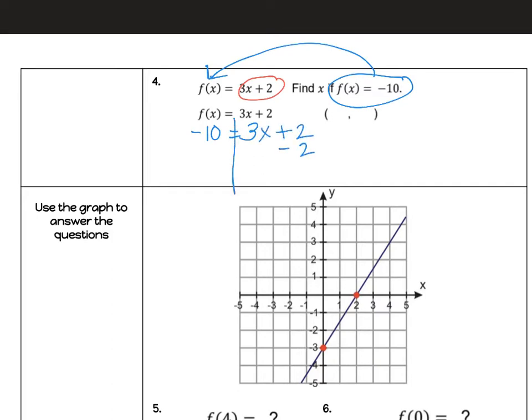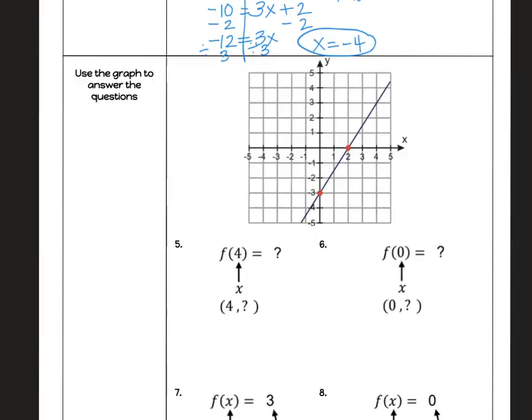And again, we're going to subtract our constant. Then we get negative 12 equals 3x. When we divide by 3, we get x equals negative 4. So go ahead and circle that. So x is our input, the negative 10 is our output, our y. So when x is negative 4, y is negative 10 with this function.